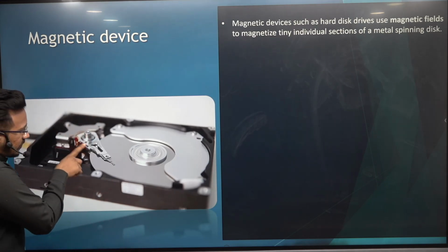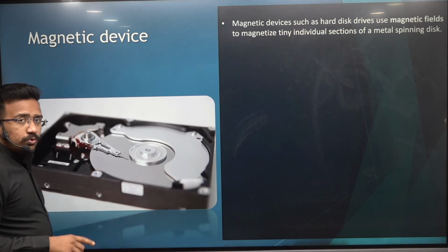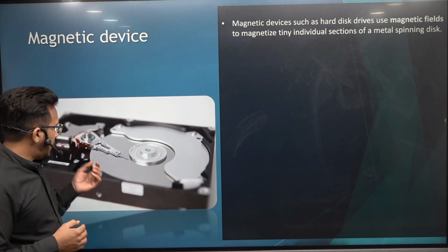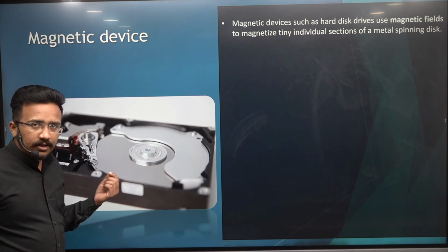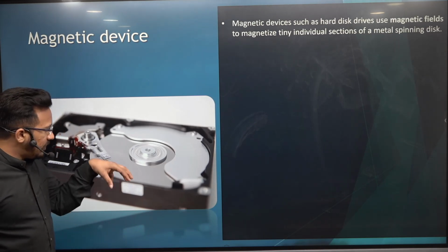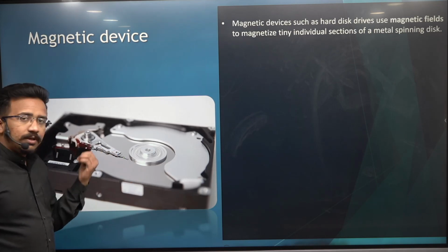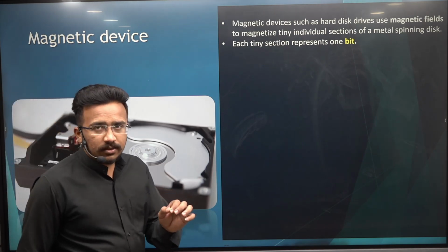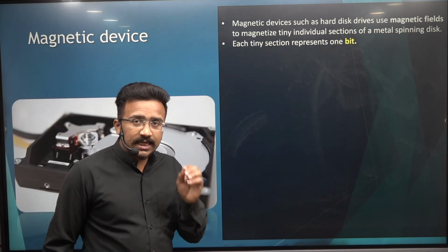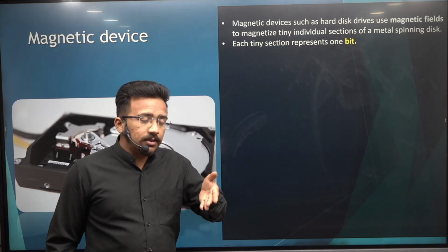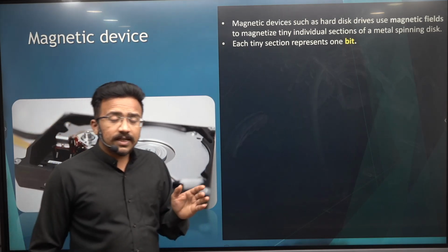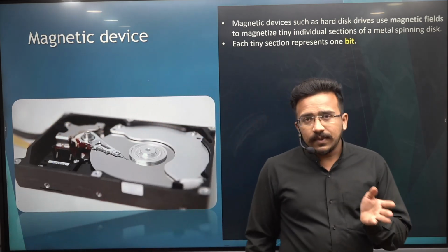And this is a head. This head is used for reading the data and for writing the data. This head is called the read write head. Through this head, the data can be read and can be written on the disk. Each magnetic section, that tiny section, represents one bit, either the north pole or the south pole. North pole represents 1 and south pole represents 0.